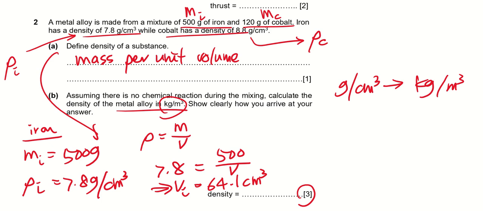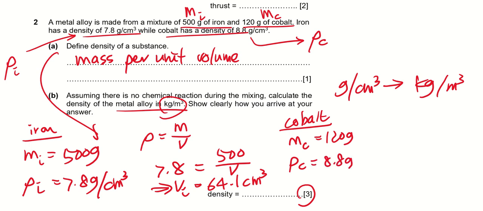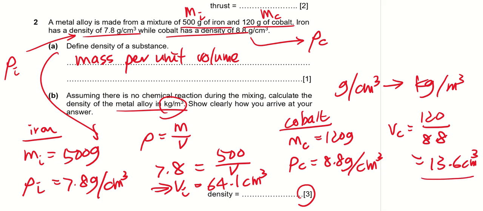Okay, we can do so, repeat for cobalt. Mass of cobalt equals 120 grams. Density of cobalt is 8.8 grams per cm cube. So volume of cobalt will be 120 divided by 8.8. Using the formula, I'll get 13.6 cm cube.